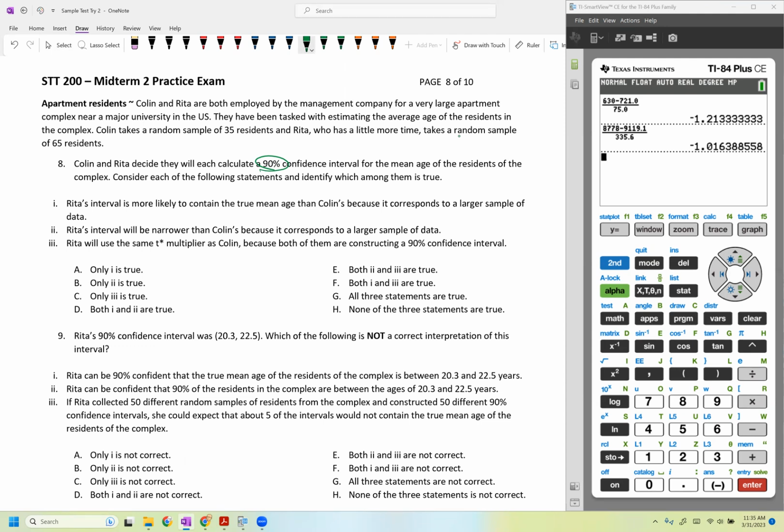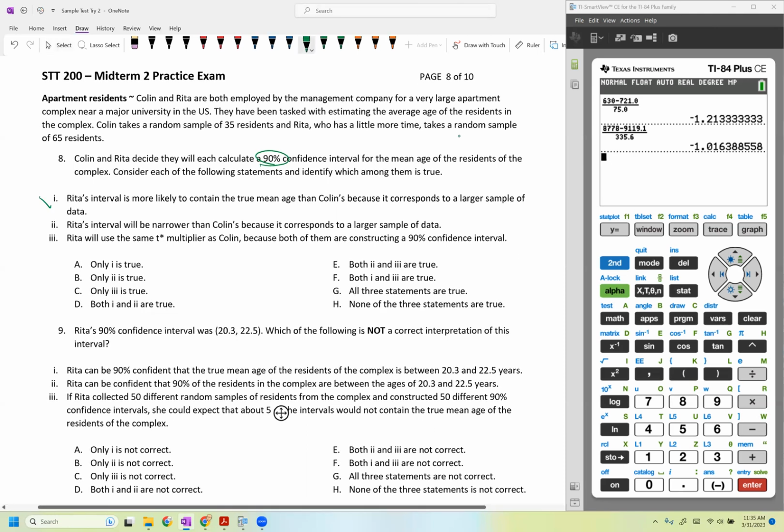Rita's interval is more likely to contain the true mean than Colin's because it's a larger sample. That statement is false. And it's false because they're both doing 90% confidence intervals. The two intervals have equal confidence in them. Procedures like that will be right 90% of the time.